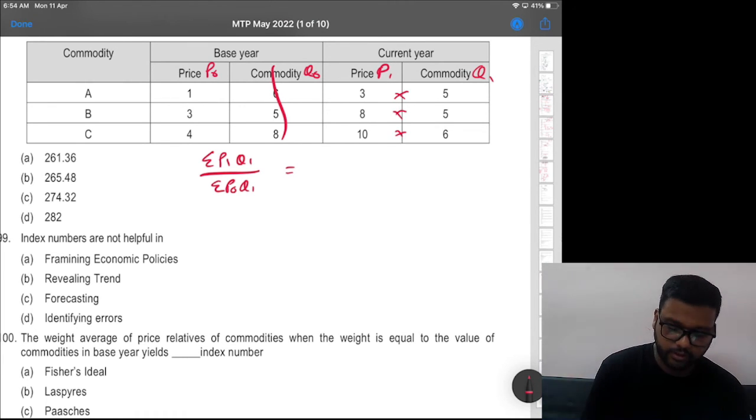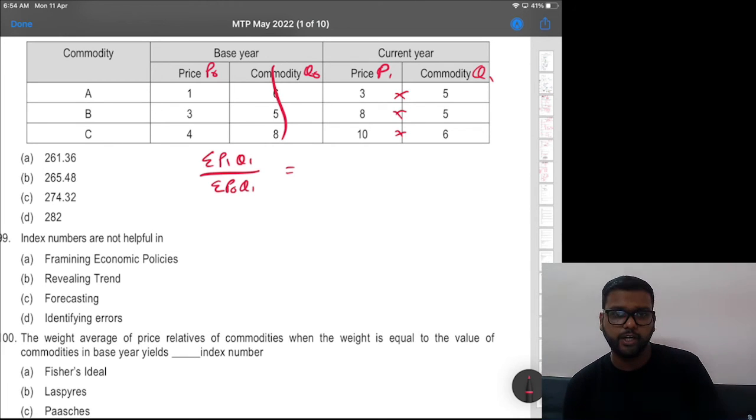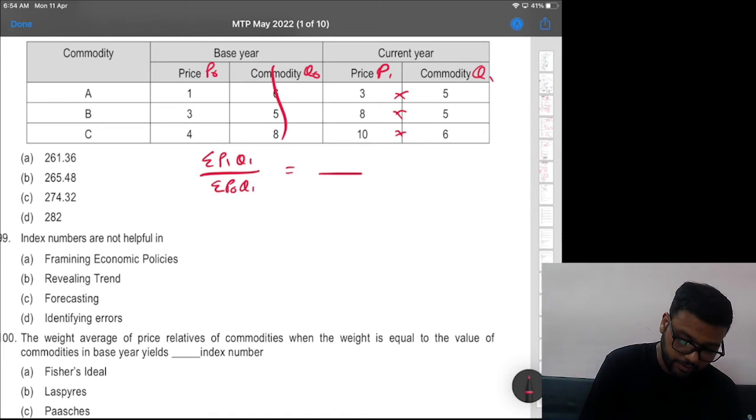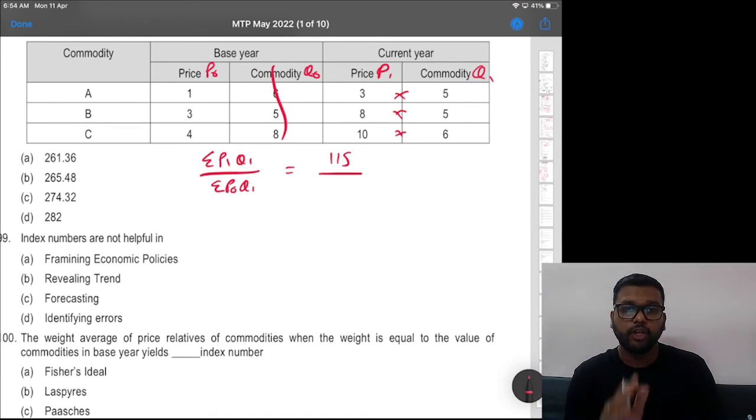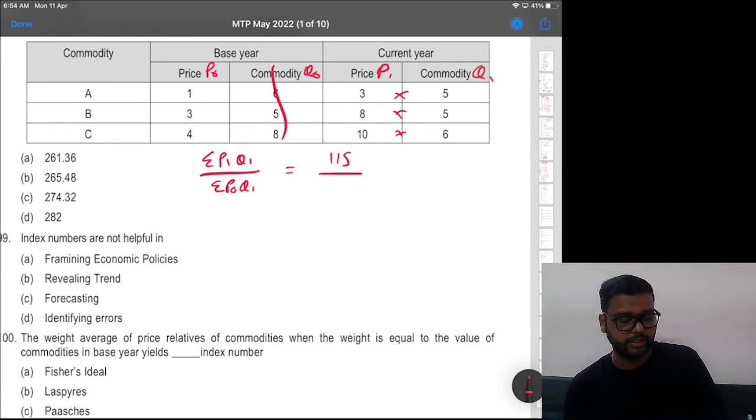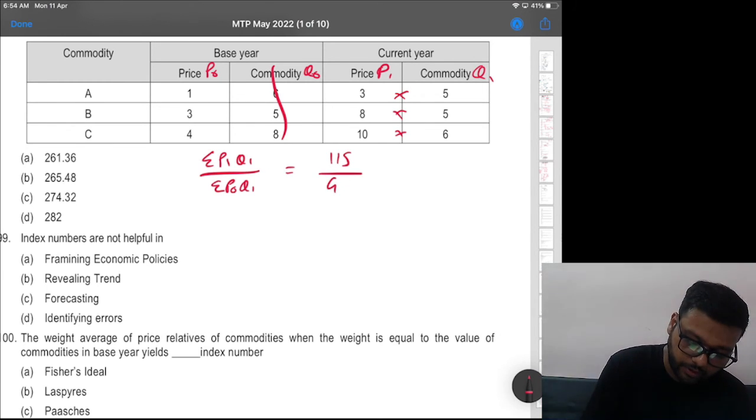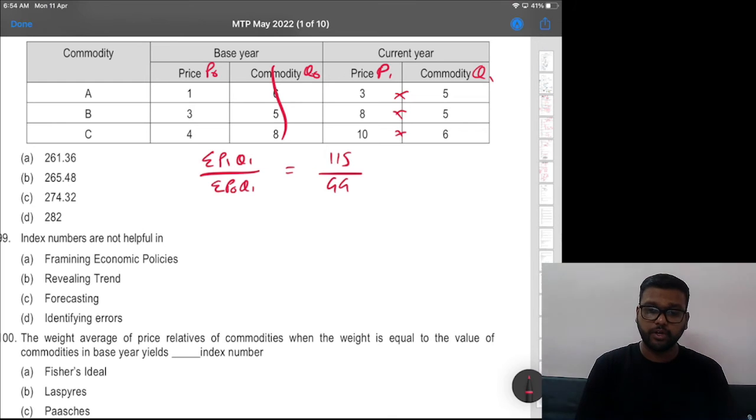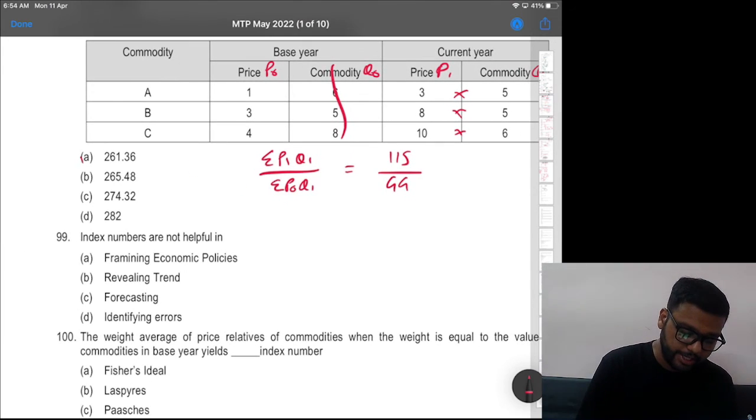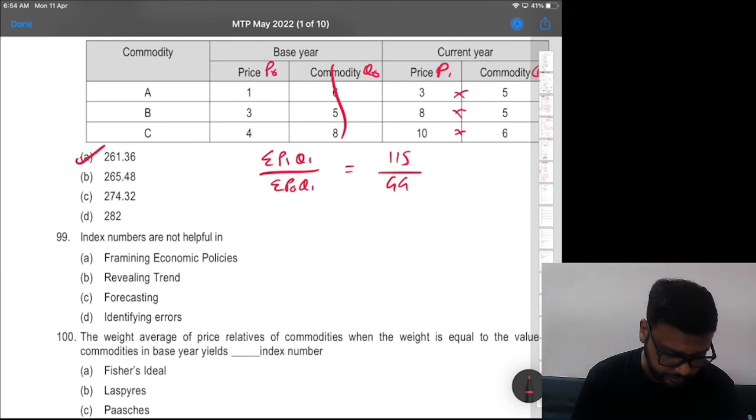P1 Q1, so 3 into 5 M+, 8 into 5 M+, 10 into 6 M+. If you press MRC it is 115 upon, now P0 Q1, so 1 into 5 M+, 3 into 5 M+, 4 into 6 M+. If you press MRC it is 44. So 115 by 44 in percentage is 261.36. Option A is the correct answer for 98.